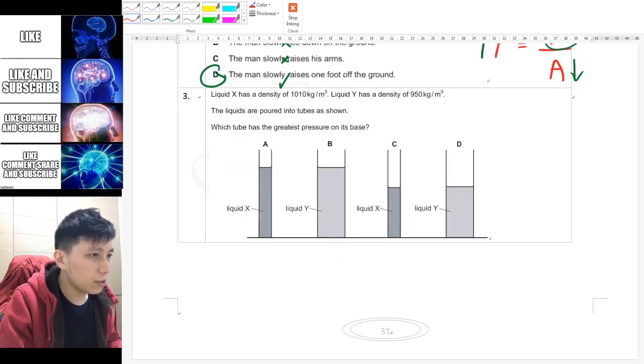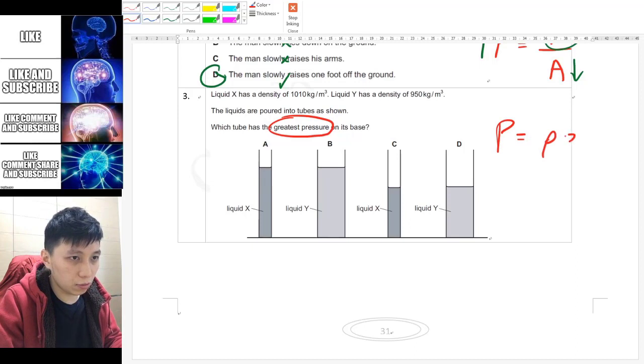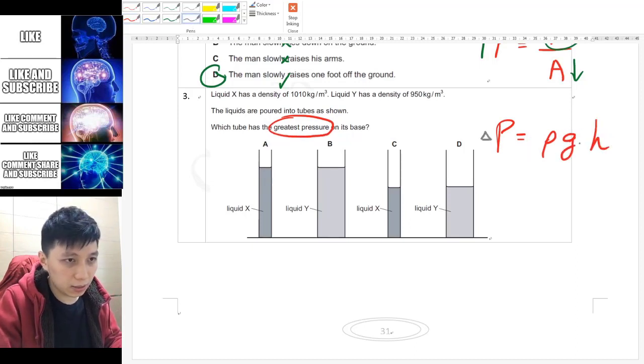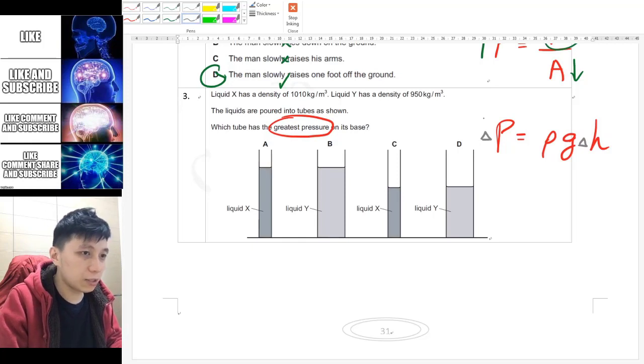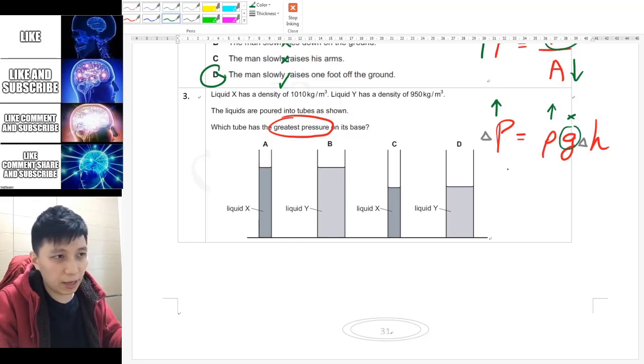Question 3, which one has the greatest pressure? And these are liquid, so obviously the equation that you need is P equals rho gh, more precisely delta P equals rho g delta h. And so greatest pressure, let's put down an upward arrow next to delta P, and rho are different, so you want rho to be greater, and you also want, well, g you can't change because they are all the same place, right, same planet. So h you also want it to be greater.